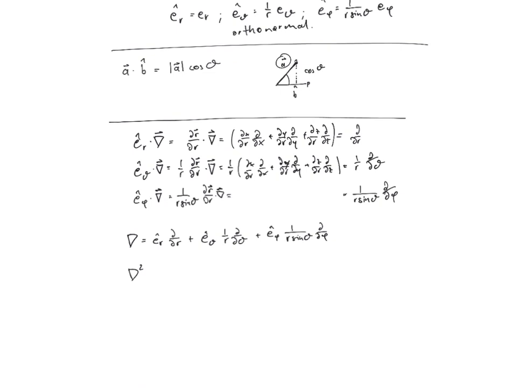When I now build the dot product of nabla with itself, it goes as follows. If I have nabla dot nabla, I will get e hat r d over dr plus e hat theta times 1 over r d over d theta plus e hat phi 1 over r sine theta d over d phi, and this will act on this exact same object.